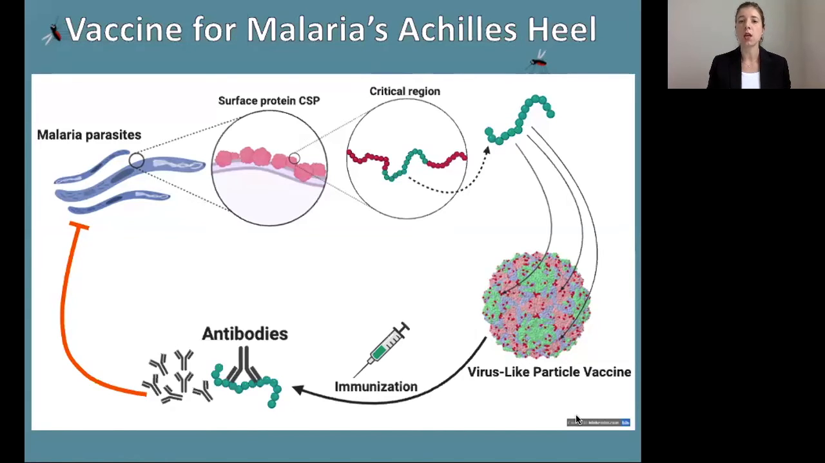Using this approach, we can decorate VLPs with many copies of this critical region. When we immunize with these VLPs, our bodies can then generate antibodies that are directed specifically against this critical region, so that the next time someone is exposed to malaria, they already have high levels of antibodies against this region that can then prevent the parasite from infecting.